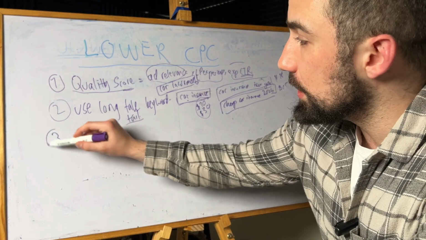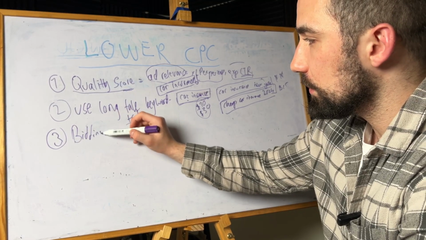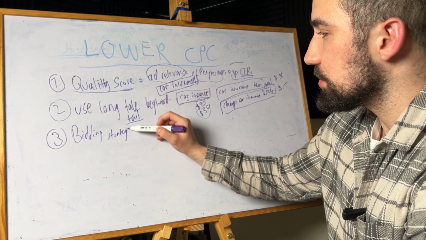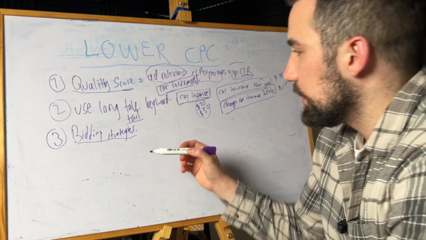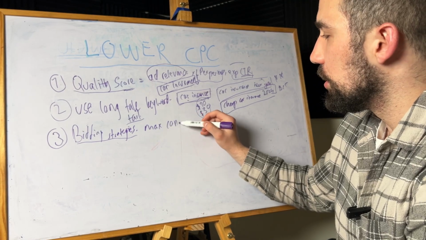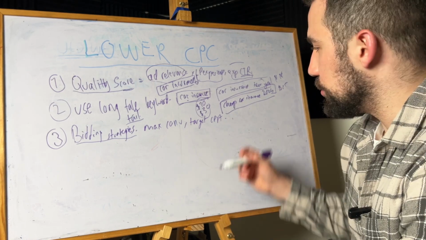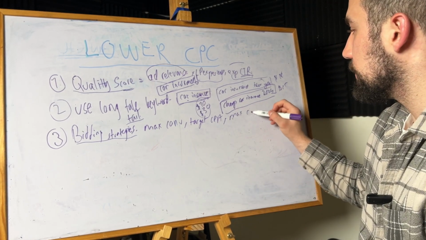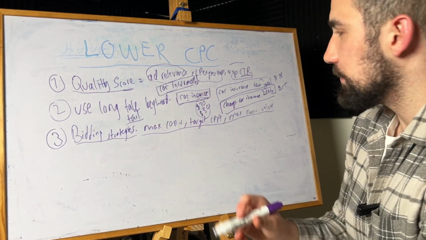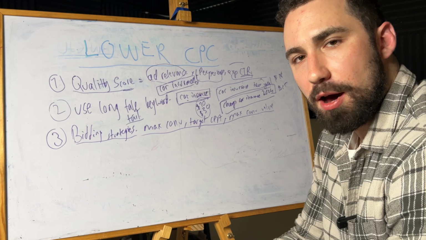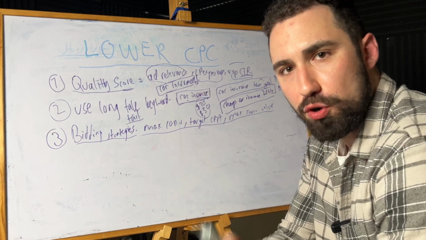The third one is trying different bidding strategies. So you followed Google's advice and switched to smart bidding. Let's say you're using max conversions, or target CPA, or max conversion value. In that case, you're basically telling Google, look, I don't really care how much you bid for that keyword. I care about whether that person is about to convert or not.